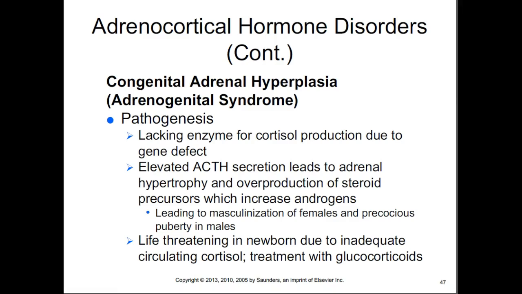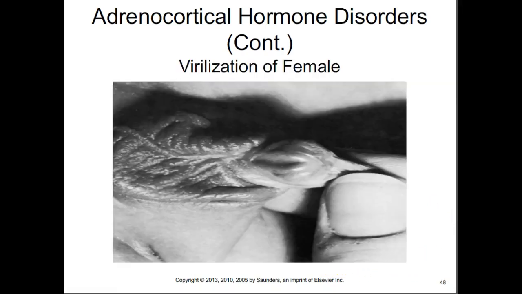Elevated ACTH secretion leads to adrenal hypertrophy and overproduction of steroid precursors, which increase androgens. This can lead to masculinization, and you need to go and look at a chart that shows you the cholesterol-derived hormones. Just type in cholesterol-derived hormones, and you can see all of the enzymes required for that. You could see precocious puberty in males as well. It is life-threatening in the newborn because of inadequate circulating cortisol, and the treatment is with glucocorticoids.